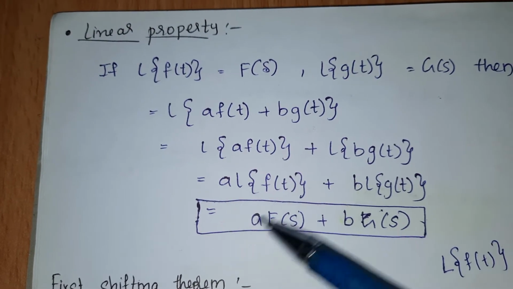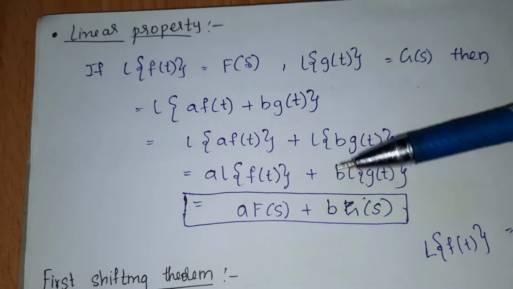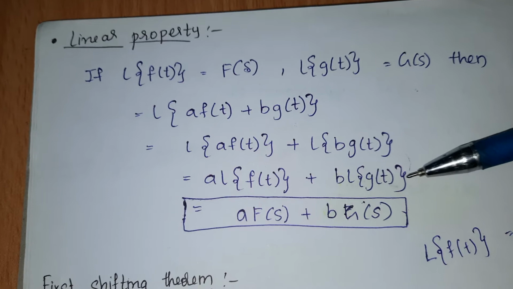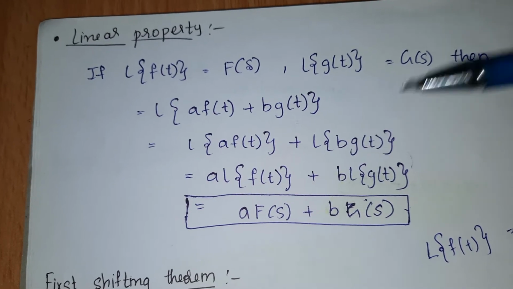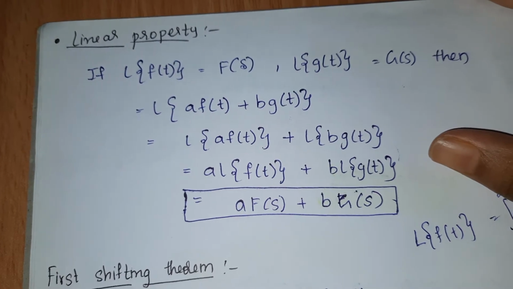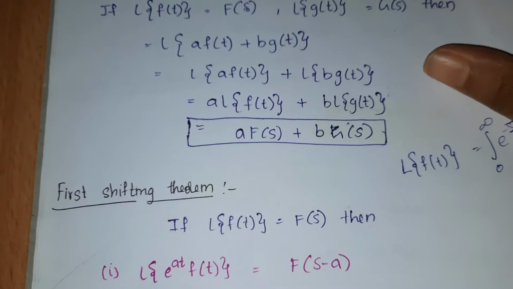Now what are L of f of t and L of g of t? They are F of s and G of s. So write the values: L of f of t is F of s, L of g of t is G of s. So that is the property of linearity. This is how we prove it: the Laplace transform satisfies the property of linearity.